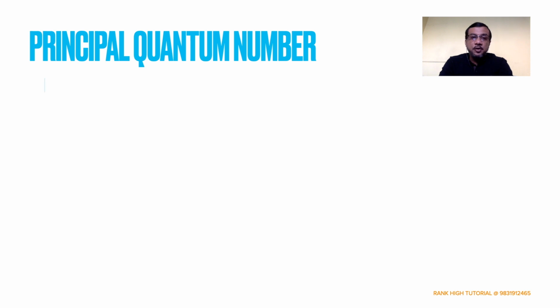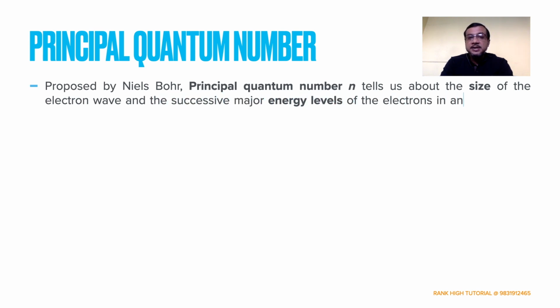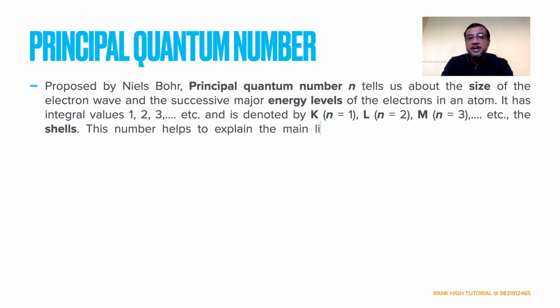Proposed by Niels Bohr, principal quantum number n tells us about the size of the electron wave and the successive major energy levels of the electrons in an atom. It has integral values 1, 2, 3, etc. and is denoted by K for n equal to 1, L for n equal to 2, M for n equal to 3, and so on, which are called the shells. This quantum number helps to explain the main lines of the spectrum on the basis of electronic jumps between the shells.